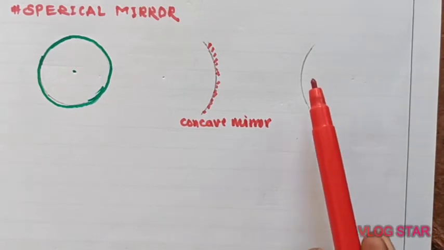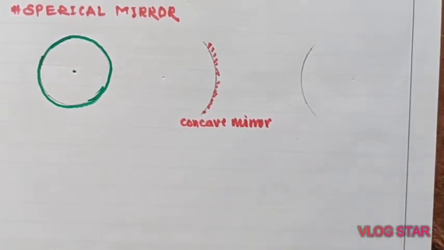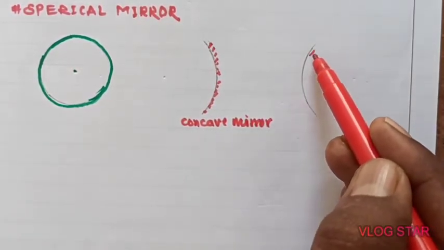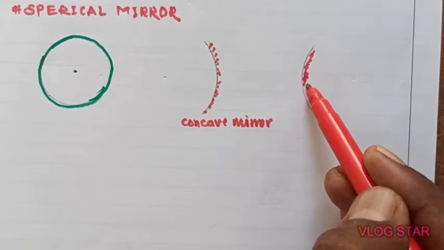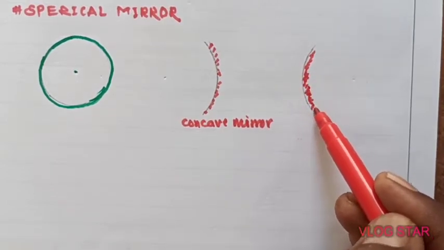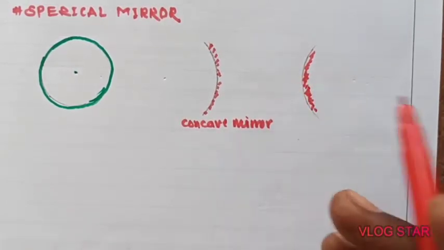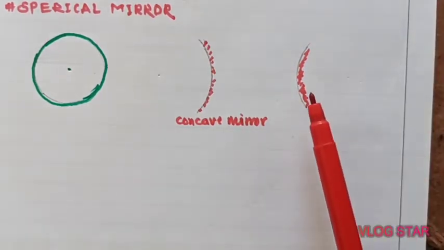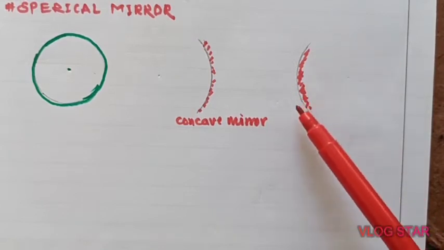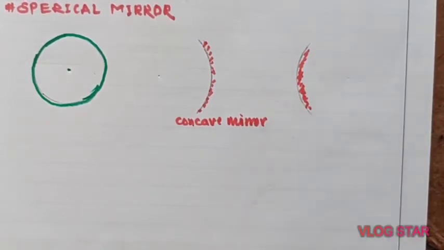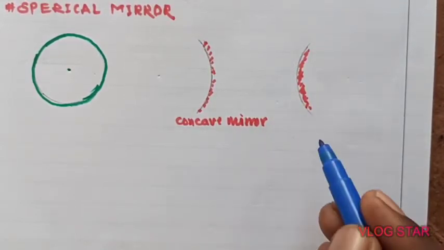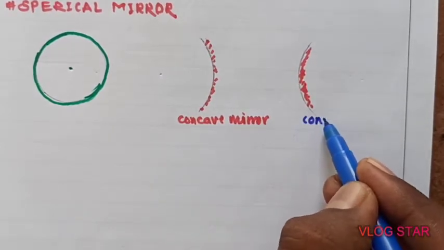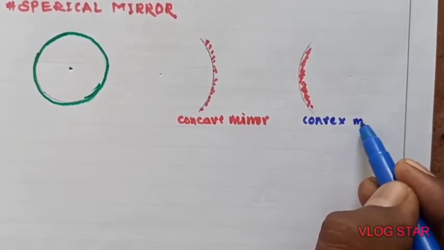And suppose your face is like this and this outer edge is coated with silver, so this side is coated and this side is reflecting. So what we call this one is a convex mirror.